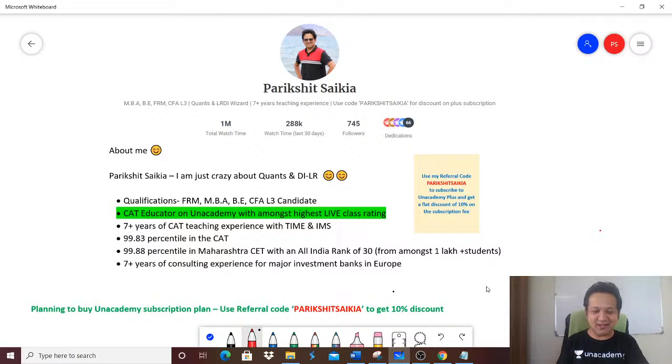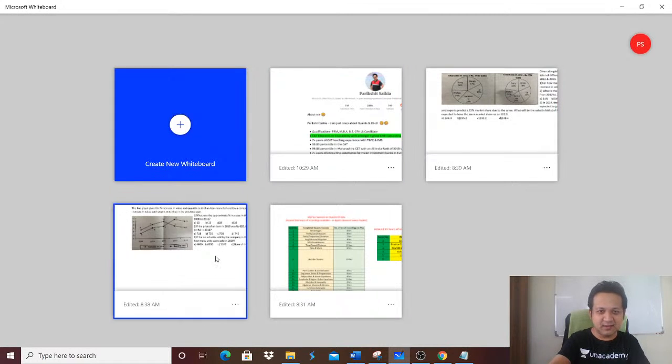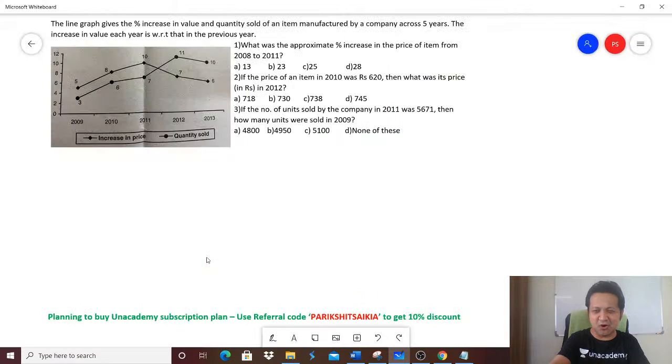So today's session will be on DI caselets, data interpretation caselets, and we are going to solve some amazing caselets and learn some amazing techniques. So let's get started. Let's have the first caselet on the board.